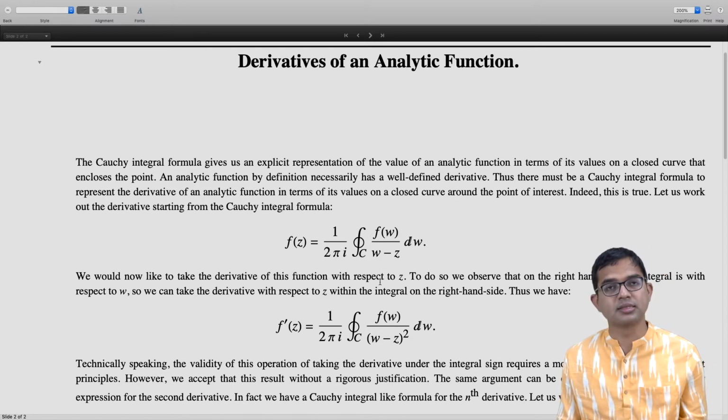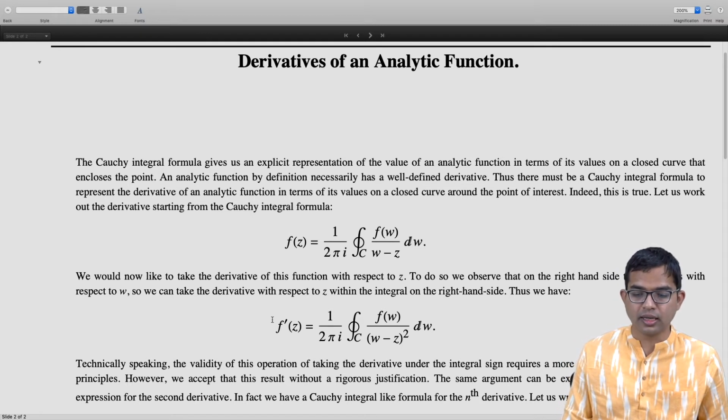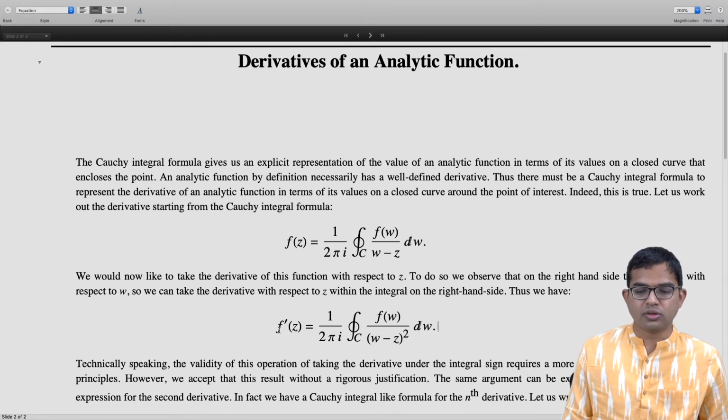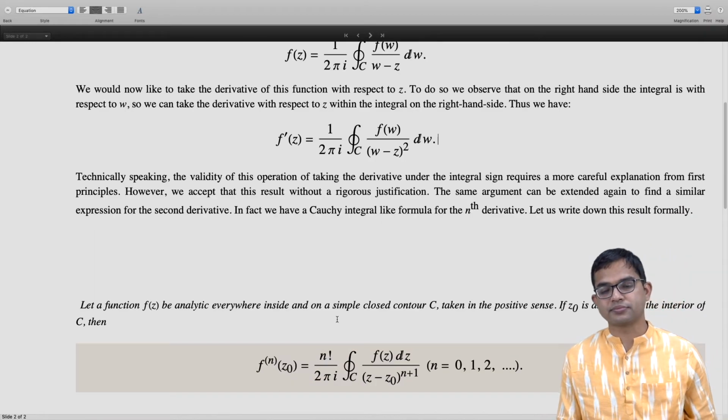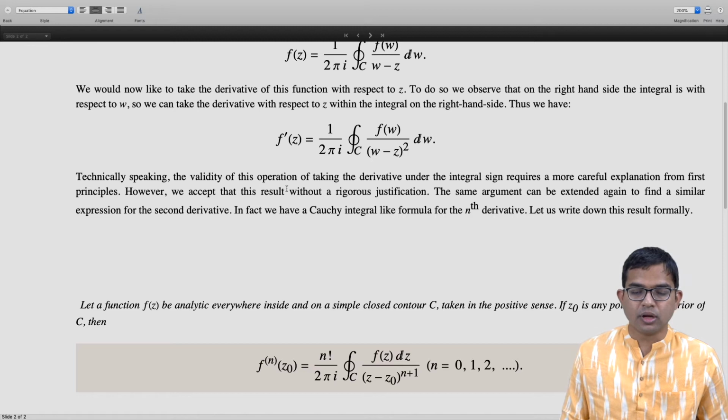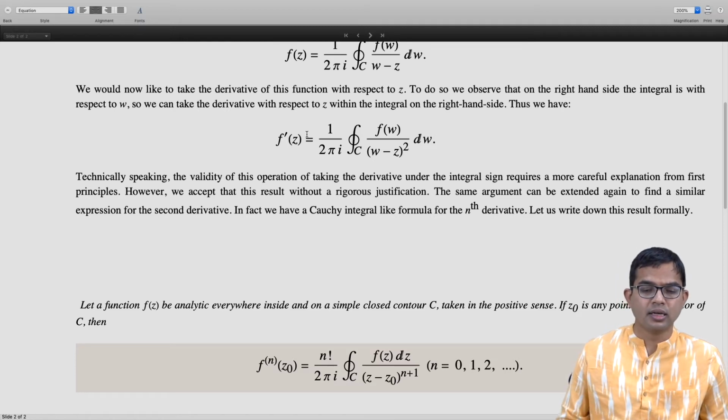f prime of z is given by this form. It's Cauchy integral like form. It's another integral, and so what we observe is f prime of z is also an analytic function. So let's write this down formally first of all. If you're given a function f of z, f of z is analytic, and so when you take the first derivative, f prime of z is also analytic. And in fact, you can go ahead and take a derivative again. If you do this same procedure repeatedly n times, you can do it.